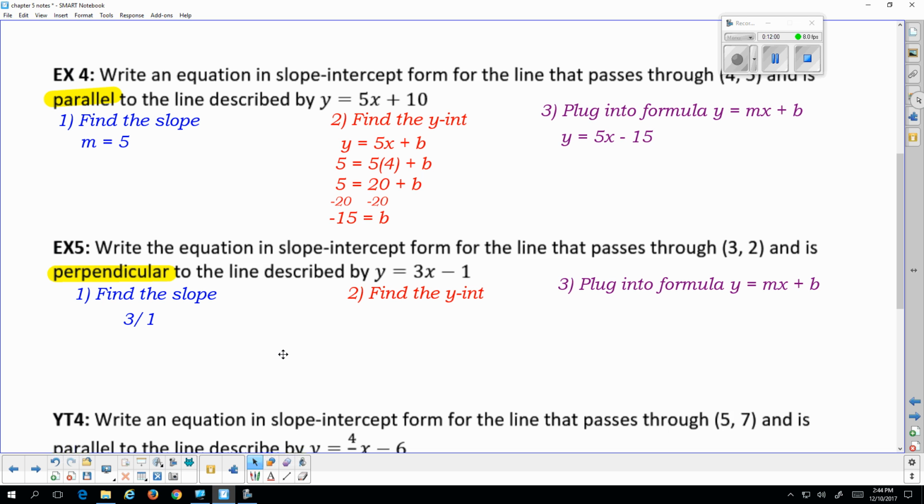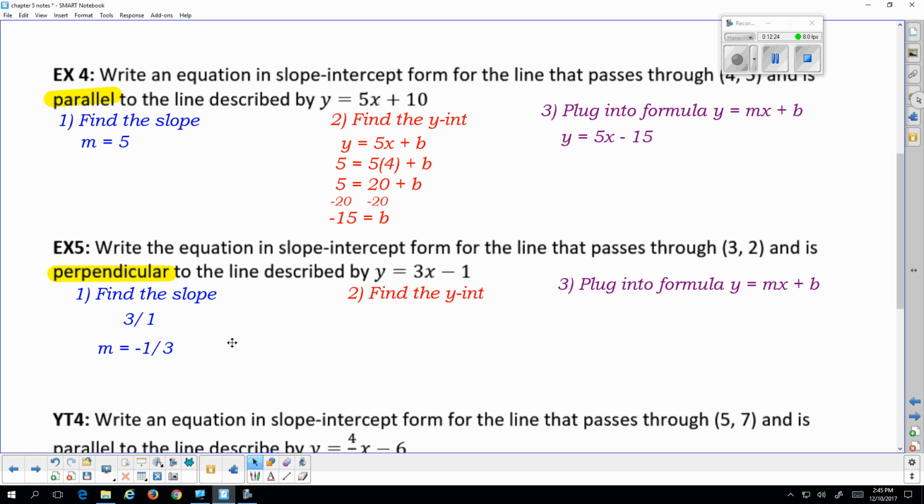And now do opposite reciprocal. So opposite, change the sign. Reciprocal, flip the fraction. What's going to be the slope of our new line? Our new line is going to be negative 1/3. Because this was perpendicular, we couldn't just take the slope and be done like we did in example 4. We had to flip the fraction and change the sign.